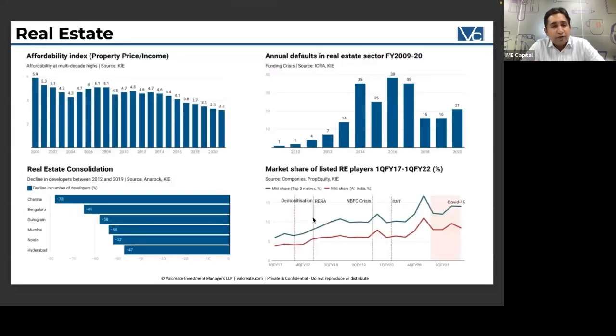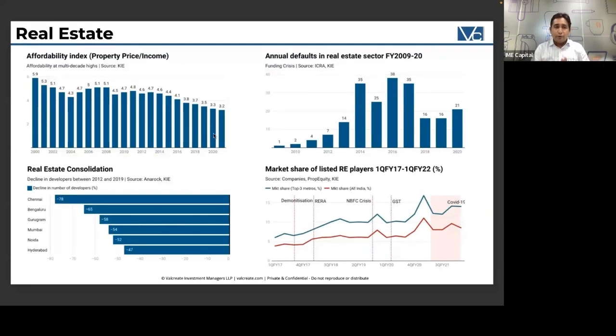A last couple of micro trends: real estate is something else that we are very confident about. A combination of relatively stagnant real estate prices over the last decade, combined with a continued rise in household income and falling interest rates, has actually helped affordability come to an all-time high.